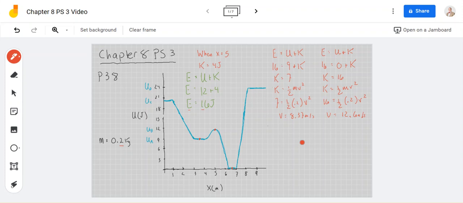The next one says, what is the position of the turning point on the right side and the left side? So what is the turning point? Well, a turning point, TP for turning point, occurs when the velocity is equal to 0, which means the kinetic energy is equal to 0, and the force is opposite the direction of motion.